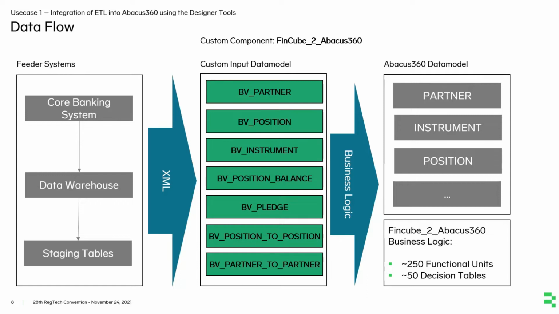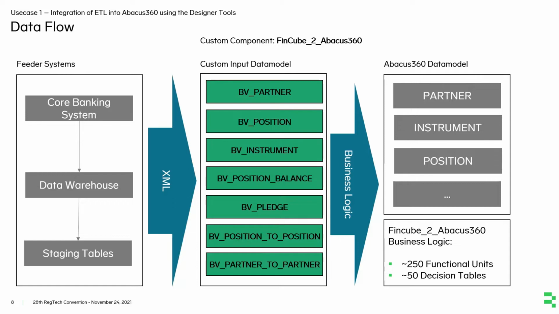Their names always start with BV, so for example BV position, BV instrument, BV partner, etc. However, the fields and values in these tables are not yet transformed into the Abacus360 data model's field names or valid domain values. All of these entities and fields were set up in the data model designer.